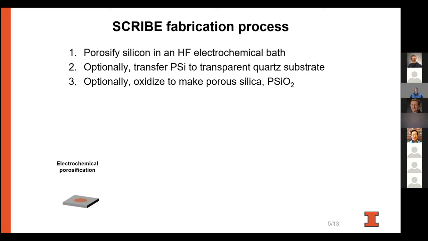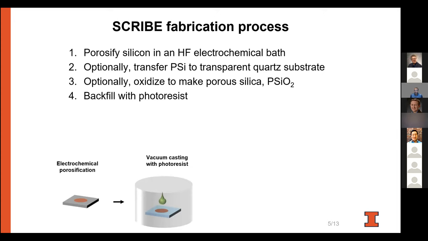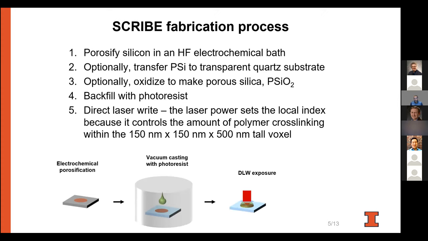Then once we have this porous silica on quartz substrate, we do a vacuum casting with photoresist and we backfill the pores with the resist. Next, we do the direct laser writing, and the laser power that we use with our femtosecond laser source sets the local refractive index. And the reason is that we control the amount of polymer cross-linking that occurs inside of our voxel. And our voxel is on the order of 150 by 150 nanometers in the XY plane and 500 nanometers tall.